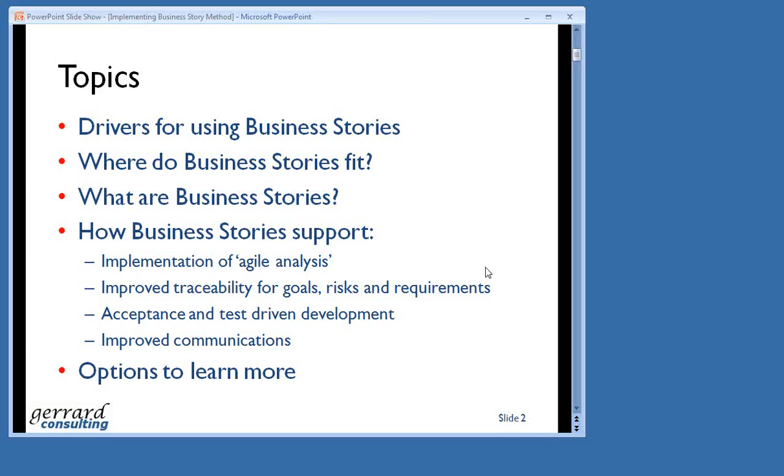So we're going to have a bit of a look at Agile analysis, and I'll explain what I mean by that later on. We'll look at improved traceability and communications, and improved traceability back to requirements, and specifically goals and risks as well. We'll be looking at how business stories support acceptance and test-driven development, and how they overall try and bridge the communications gaps. And I'll give you at the end some options on how you can learn a little bit more as well.